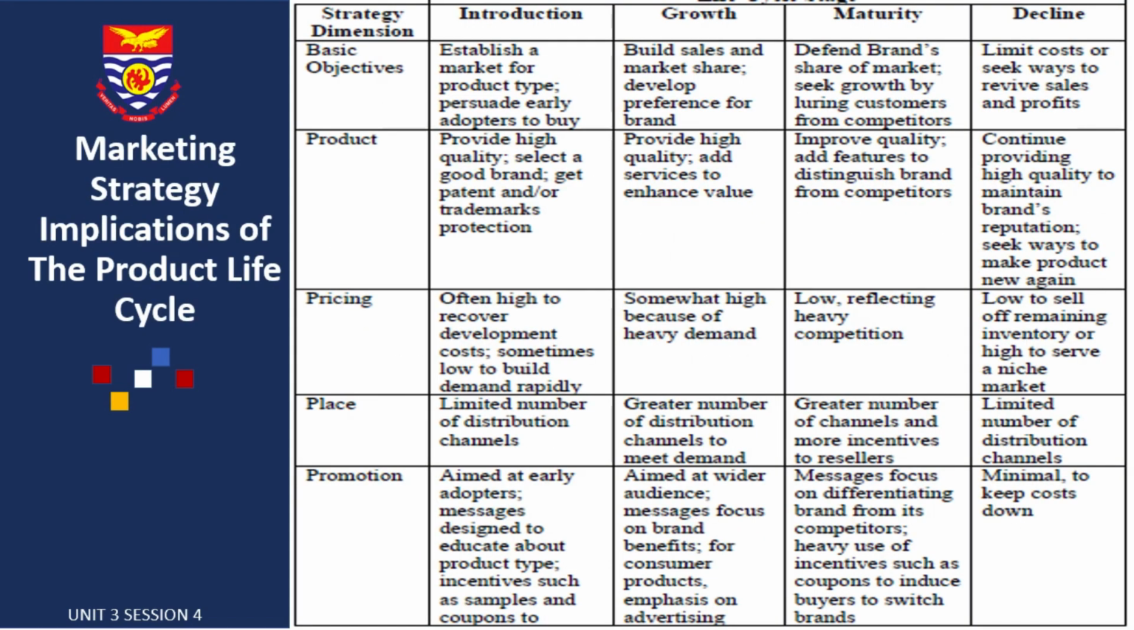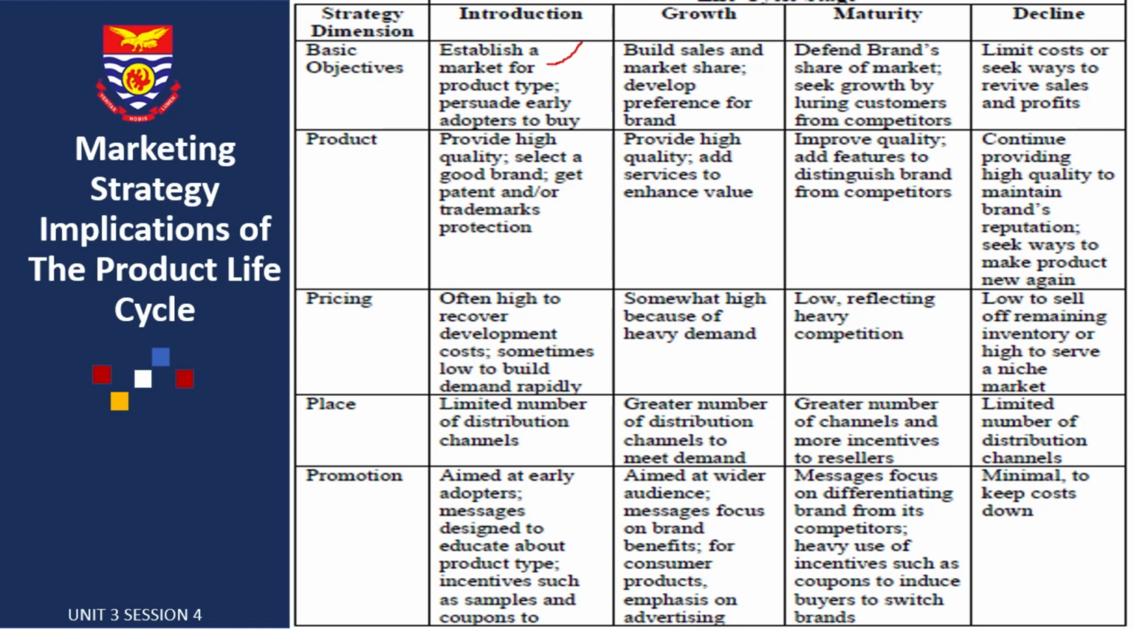Now, let us look at the marketing strategy implications of the product life cycle. We are going to first of all talk about the basic objectives of every stage of the life cycle, then look at the 4 P's or the marketing mix. So at the introduction stage, there is a need for the marketer to establish a market for the product type, persuade early adopters to buy. It is very important to establish a market for a product type.